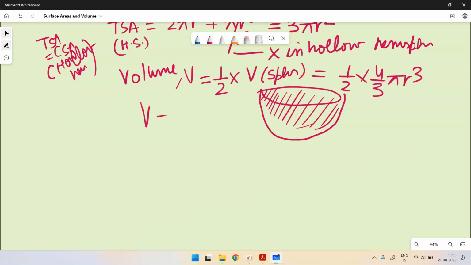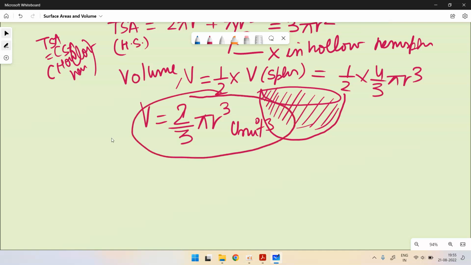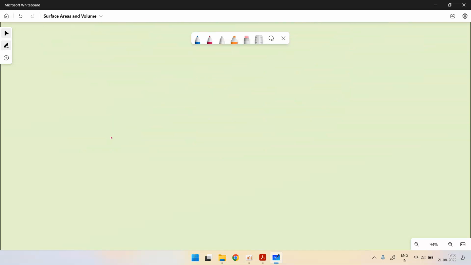So volume V will be 2 by 3 pi r cube unit cube. Always, area will be represented in unit square, volume will be represented in unit cube only. So volume of hemisphere is 2 by 3 pi r cube. Now another comes, cone.